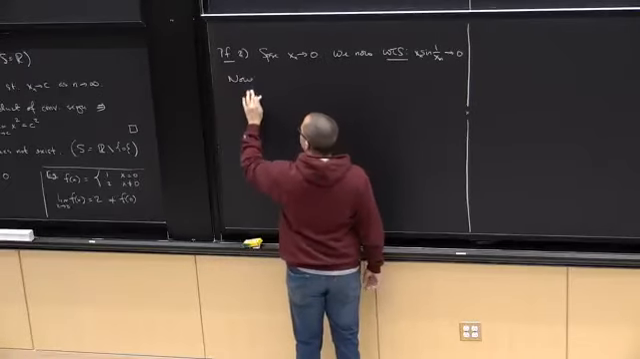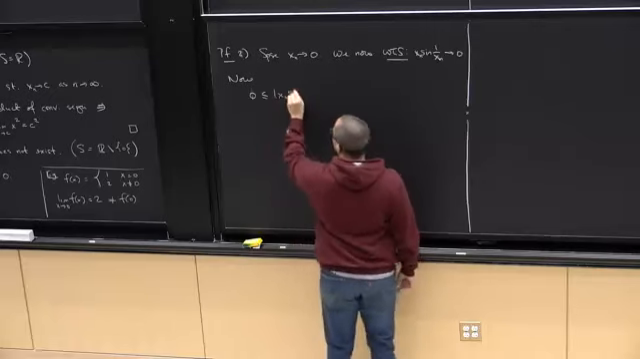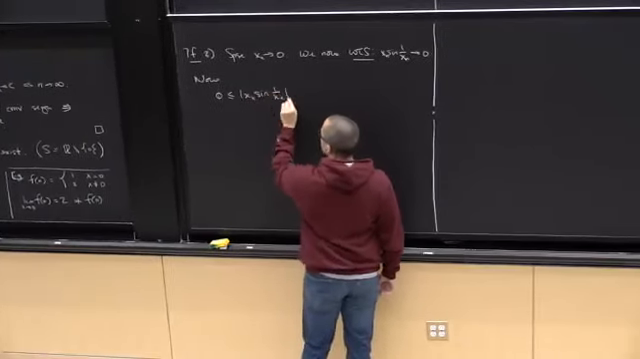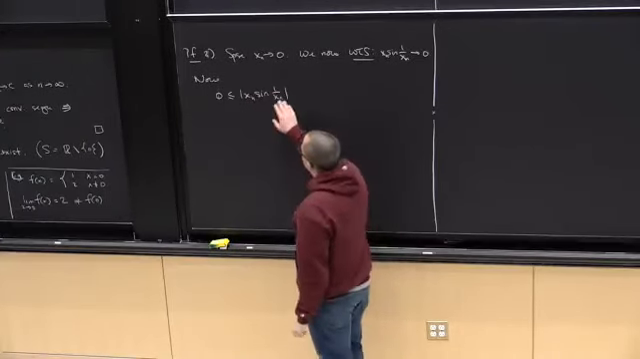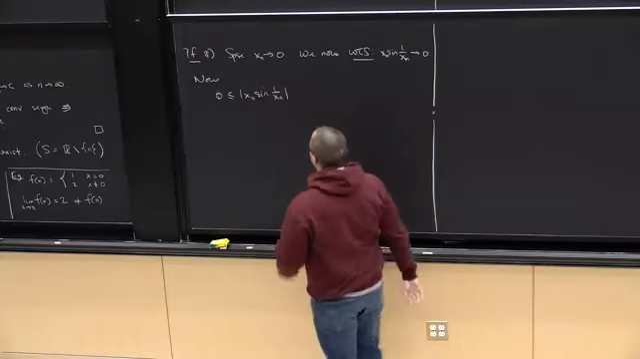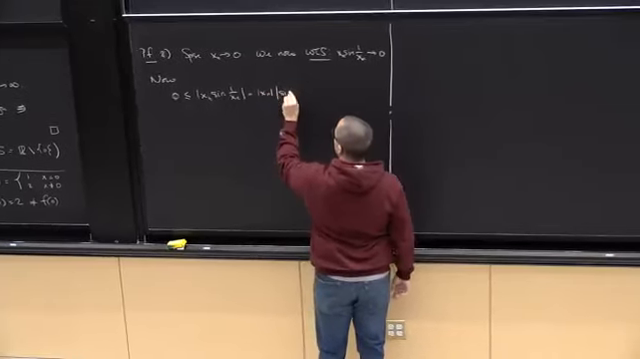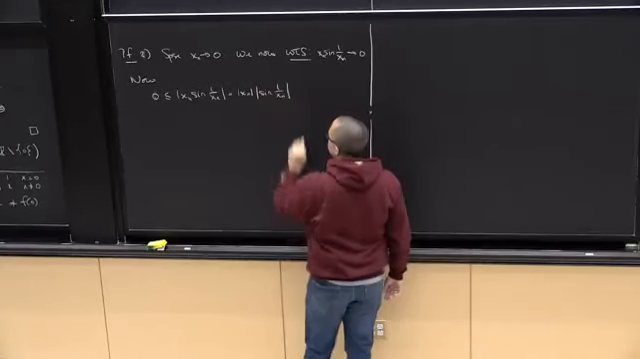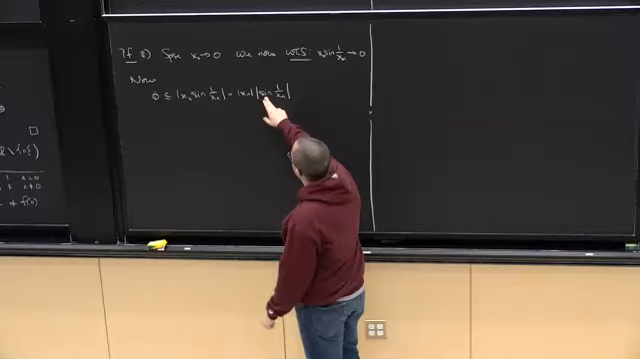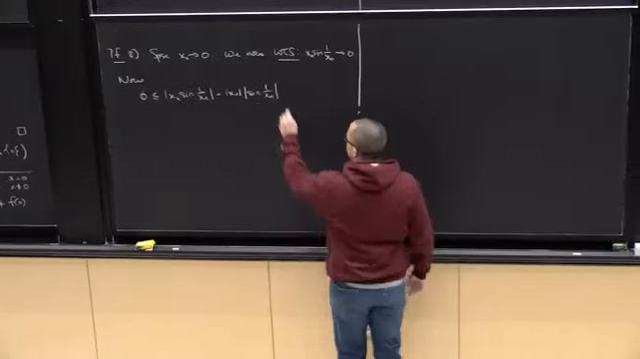Now, if I look at the absolute value of x_n times sine of 1 over x_n, this is equal to the absolute value of x_n times the absolute value of sine of 1 over x_n. And no matter what you stick into sine, sine is always bounded between 1 and minus 1. So the absolute value is always bounded by 1.